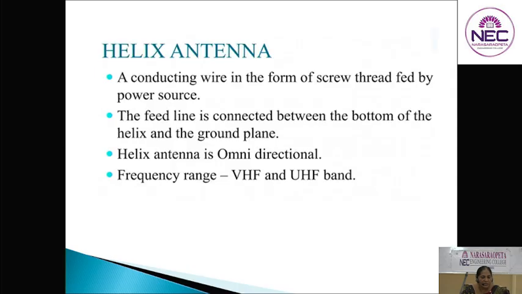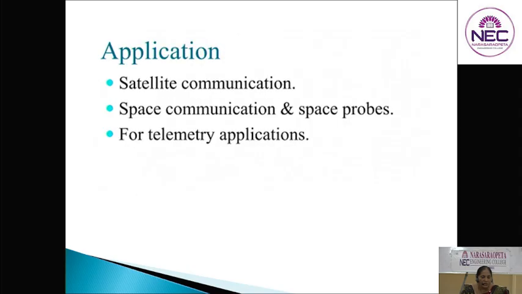Next one is the helix antenna. A conducting wire in the form of a screw thread fed by a power source is the helix antenna. The feed line is connected between the bottom of the helix and the ground plane. Helix antenna is an omnidirectional antenna. Omnidirectional means the signal covers all directions. The frequency range is in the VHF and UHF bands. Applications of helical antenna are satellite communication, space communication, and space probes. For telemetry applications also, helical antenna is used.